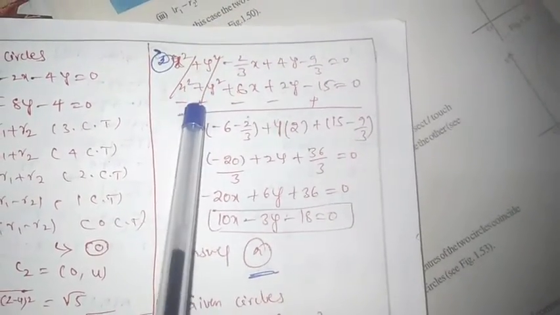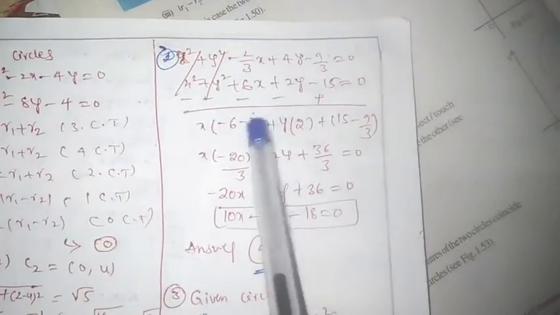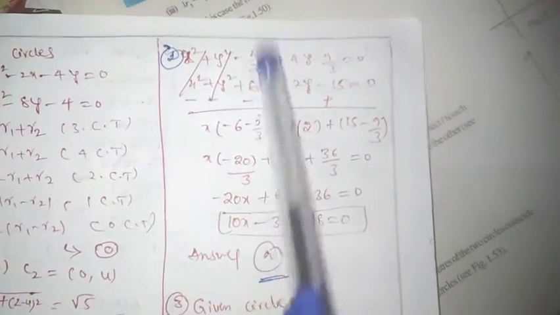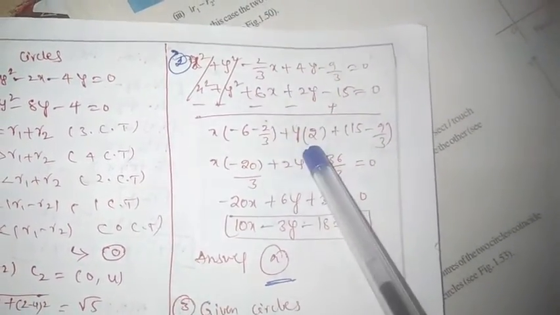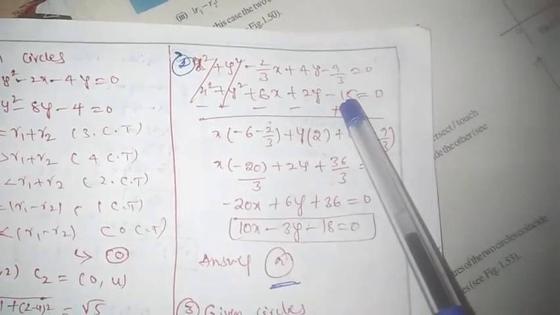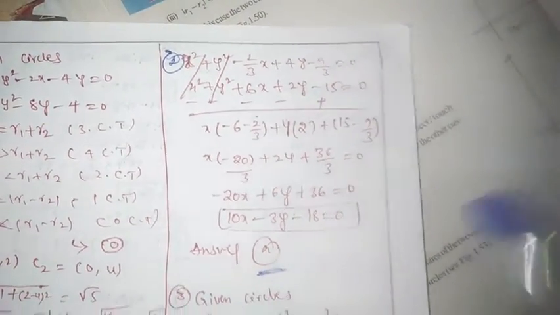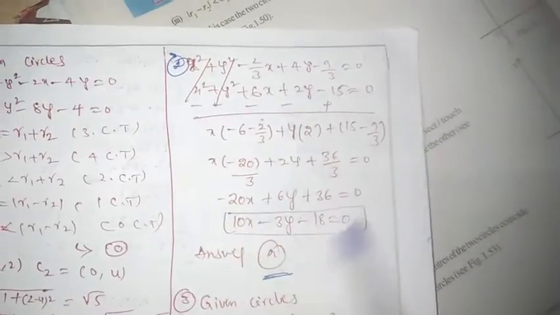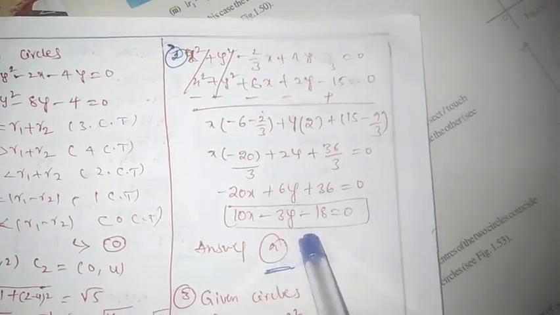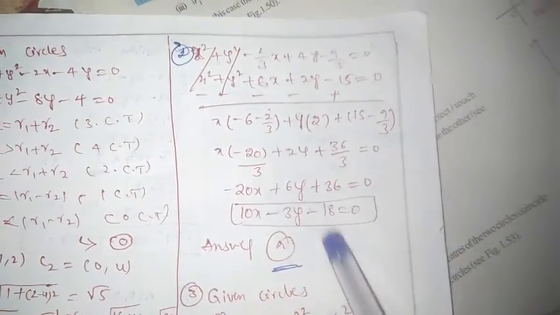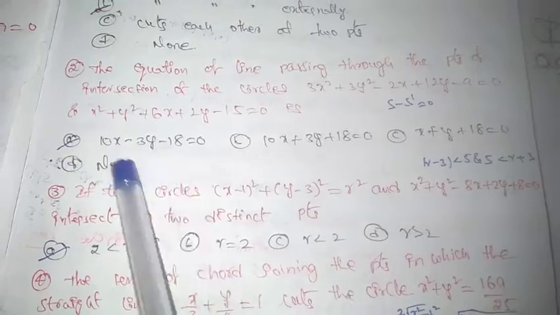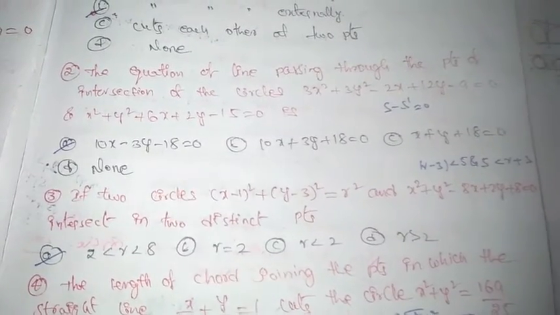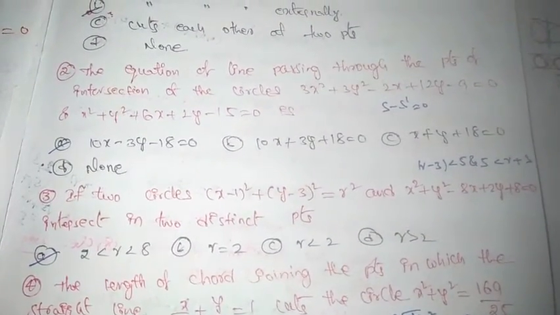When you subtract, we get x as common, with minus 6 and minus 2 by 3. When you take y as common, 4 minus 2 is 2, and here the positive value 15 and minus 9 by 3. Solving this total equation, we get 10x − 3y − 18 = 0. So the answer to this question is nothing but 10x − 3y − 18 = 0.